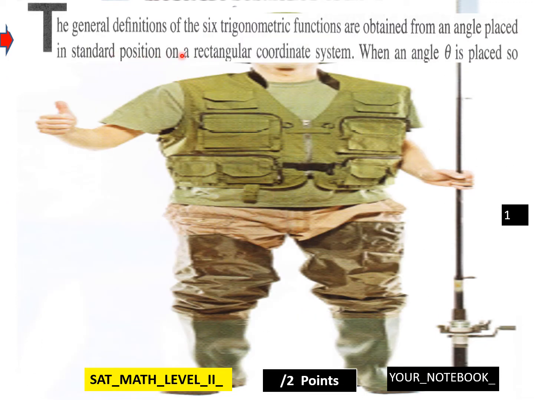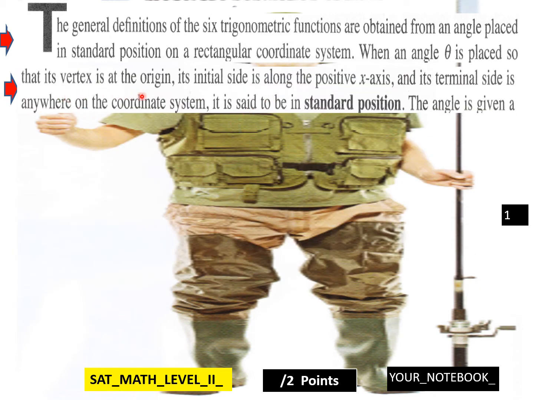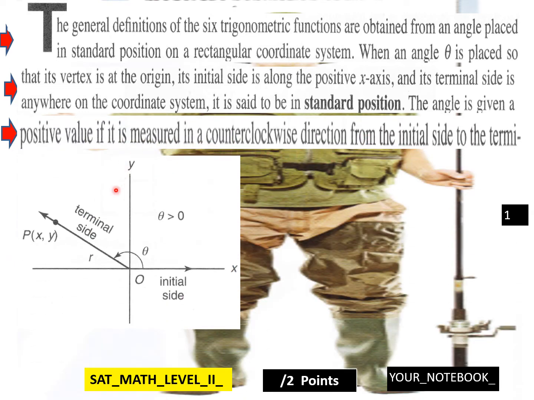The general definitions of the 6 trigonometric functions are obtained from an angle placed in standard position on a rectangular coordinate system. When an angle theta is placed so that its vertex is at the origin, its initial side is along the positive x-axis, and its terminal side is anywhere on the coordinate system, it is said to be in standard position. The angle is given by a positive value.